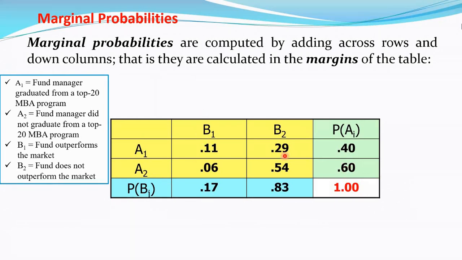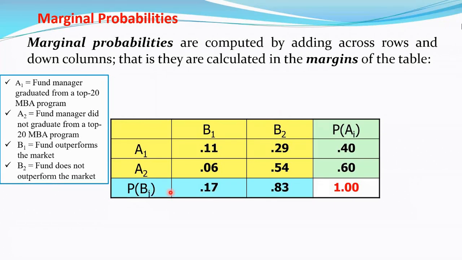Then when we look at the column probabilities, there are two marginal probabilities, 0.17 and 0.83. What is 0.17? There is a 17% chance that the mutual fund outperforms the market. So B1 means the mutual fund outperforming the market, and the probability is 17%. There is an 83% chance that the mutual fund is not outperforming the market.